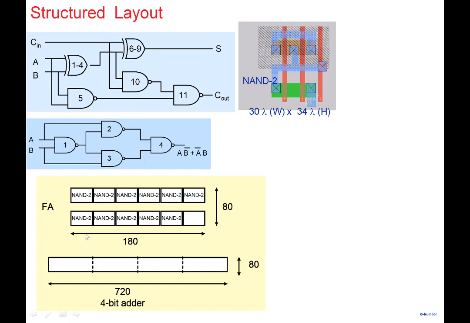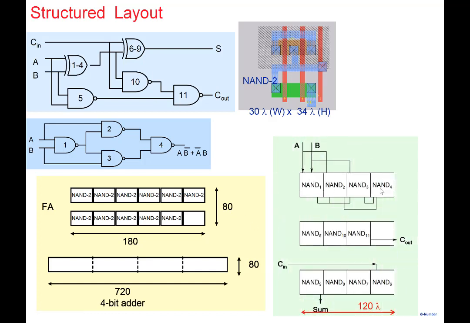I don't know. Should I arrange all these NAND gates, six of them in a row and six in another row? I do not know, because there are other possibilities. I could also do 4, 4, 4. I can arrange the NAND gates in three rows, four of them here, four here, four here, using the space in between. Now the pitch of this full adder cell becomes 120 lambda. Or there's another possibility: you can arrange all of them in one row.